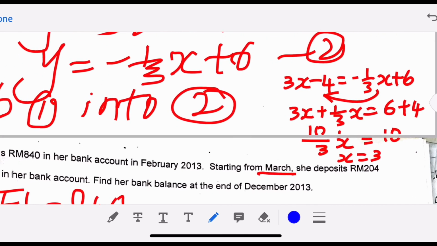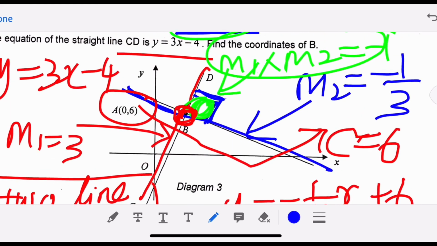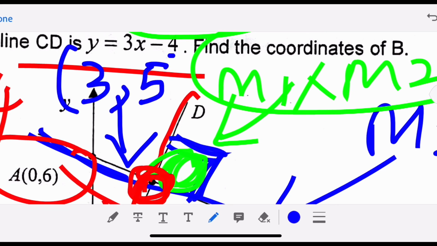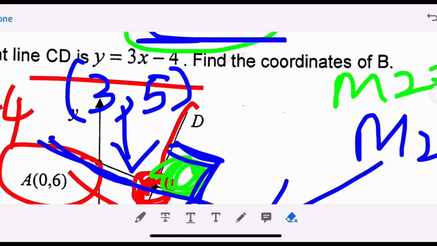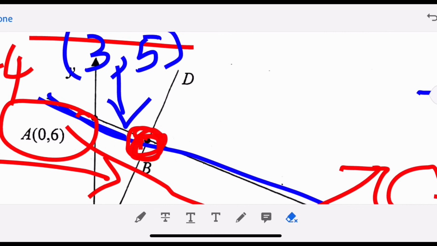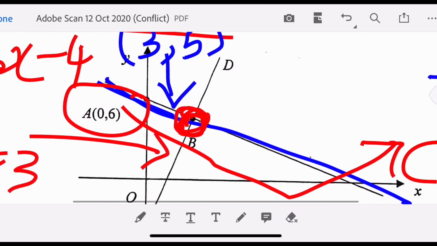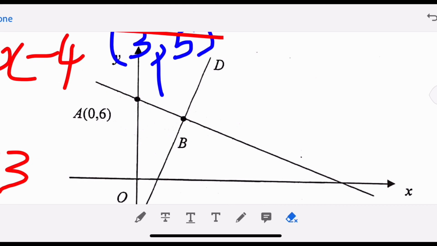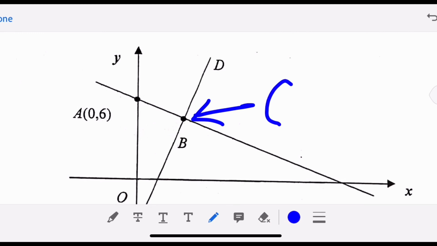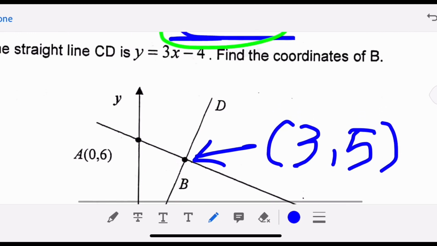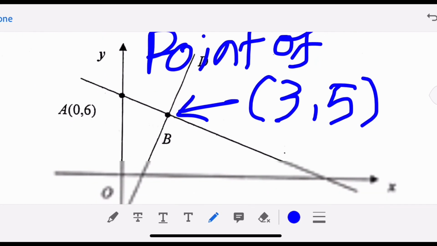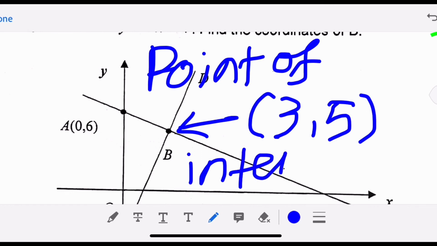Hence, you can say that the point of intersection, the point where the two lines cross, meet or intersect, is 3, 5. You have to write the point in point form, 3, 5. So the point of intersection B is 3, 5. We solve the simultaneous equations to get the point of intersection. Please remember this because it is very important in your additional maths syllabus.